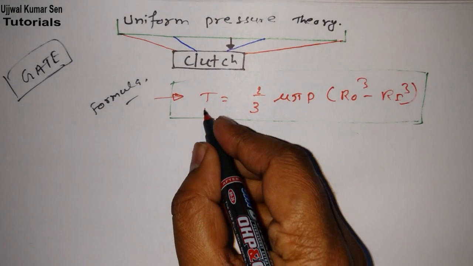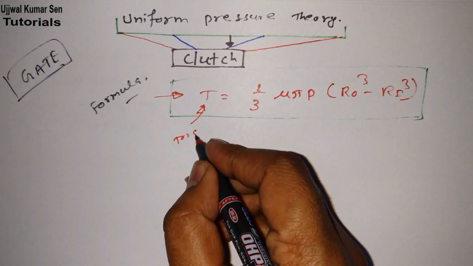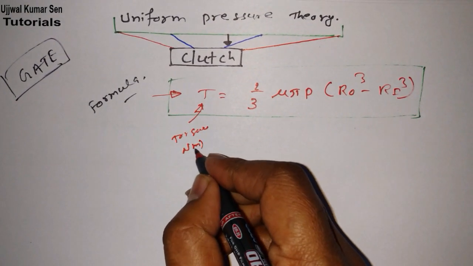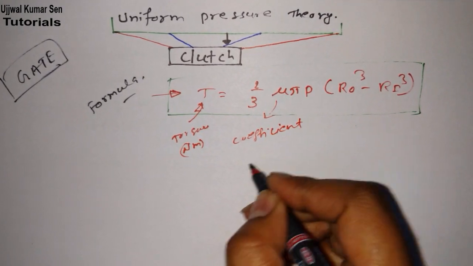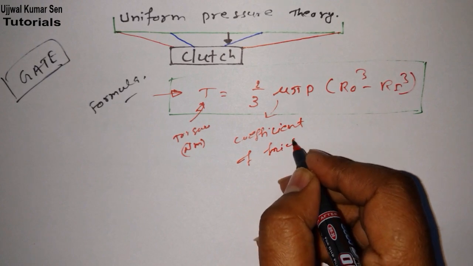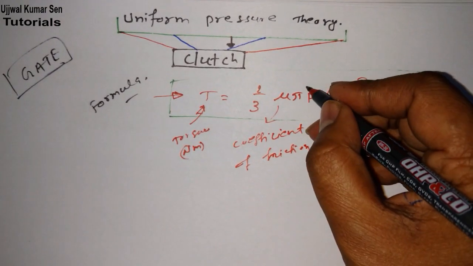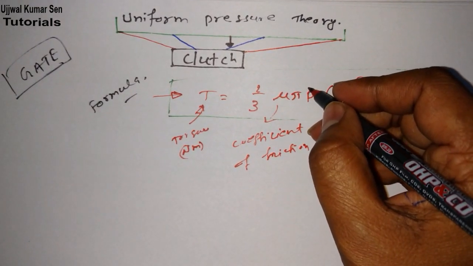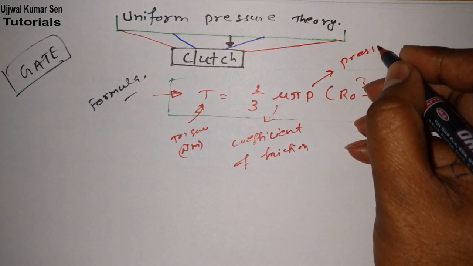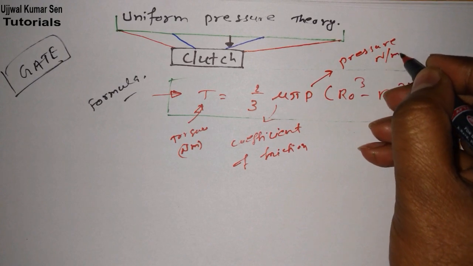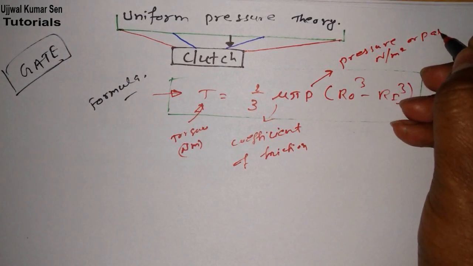This is torque, right? In SI its unit would be Newton meter. This is the coefficient of friction. Pi, you know that, 22 by 7, that means 3.14. P is pressure, SI unit Newton per meter square or Pascal.